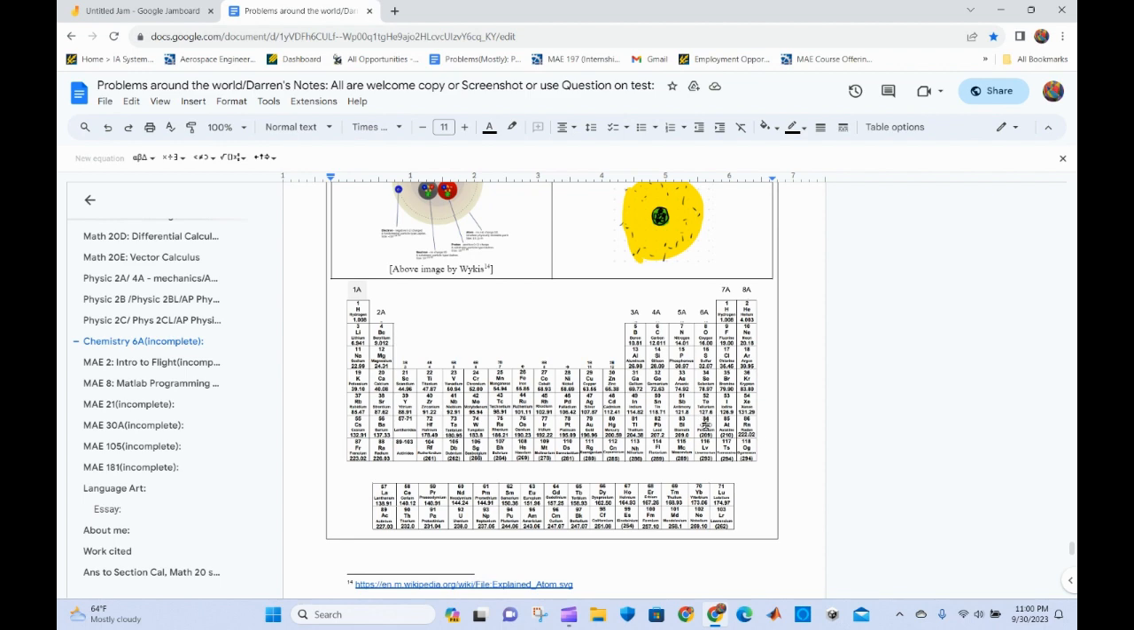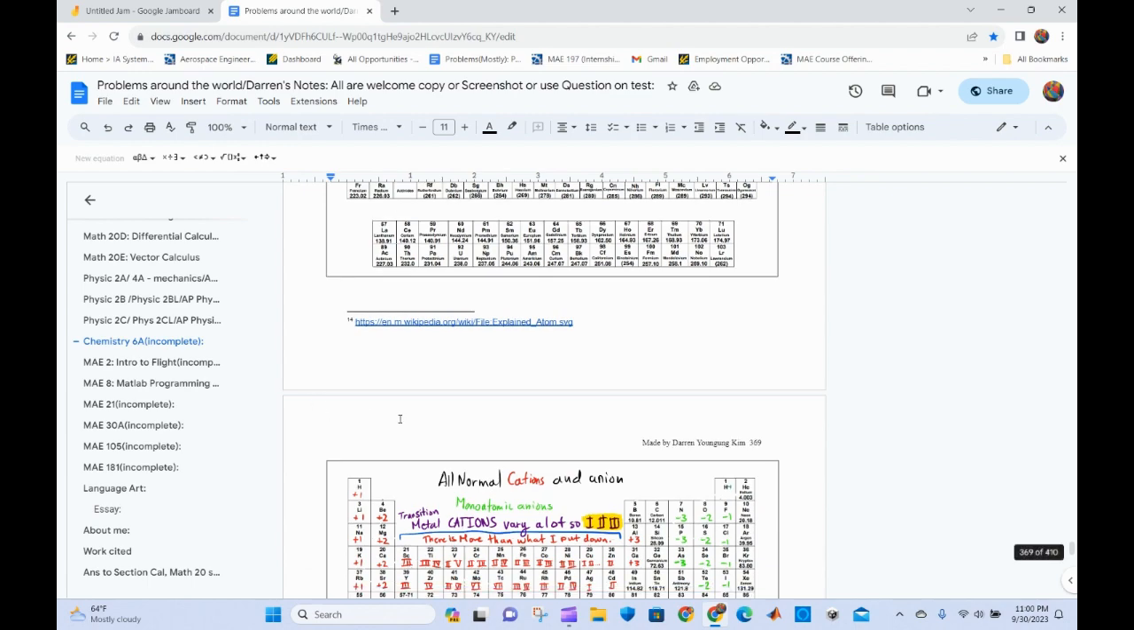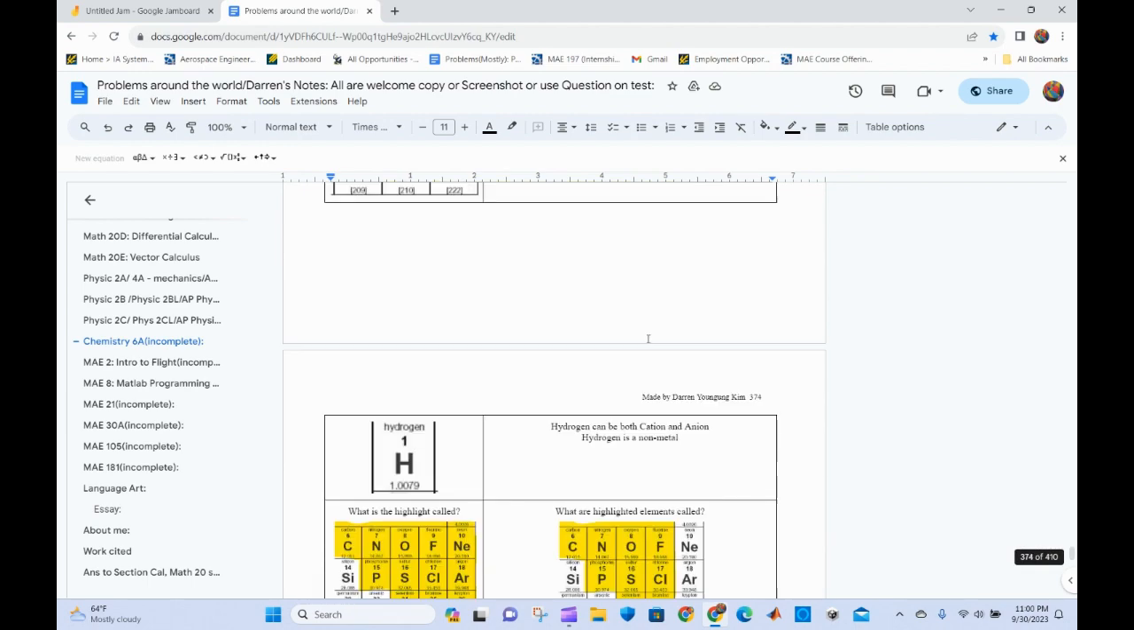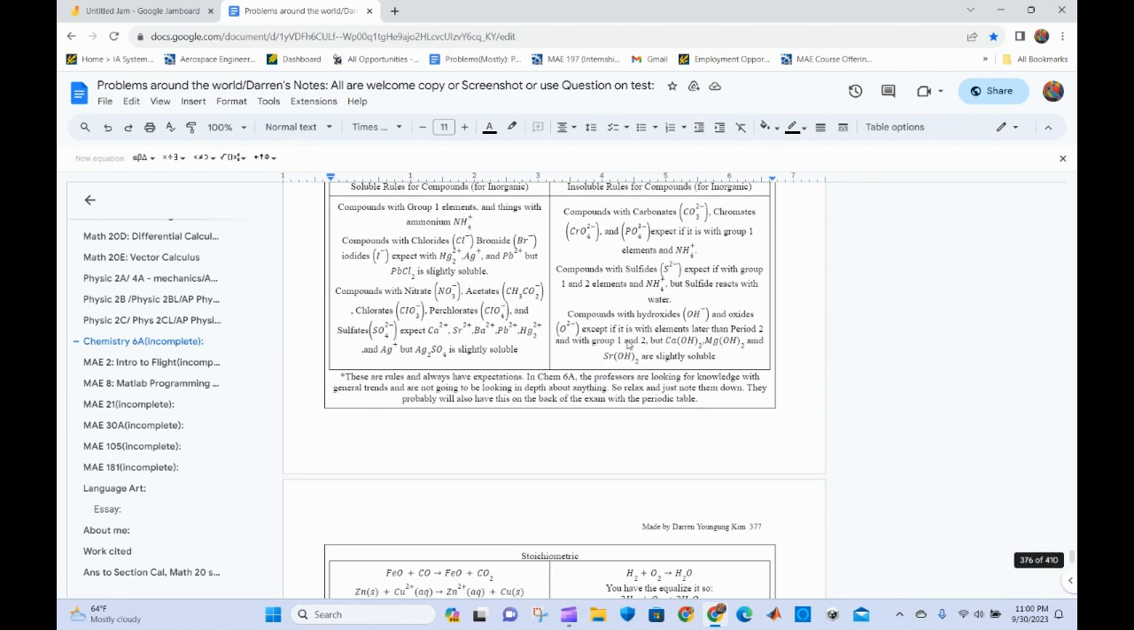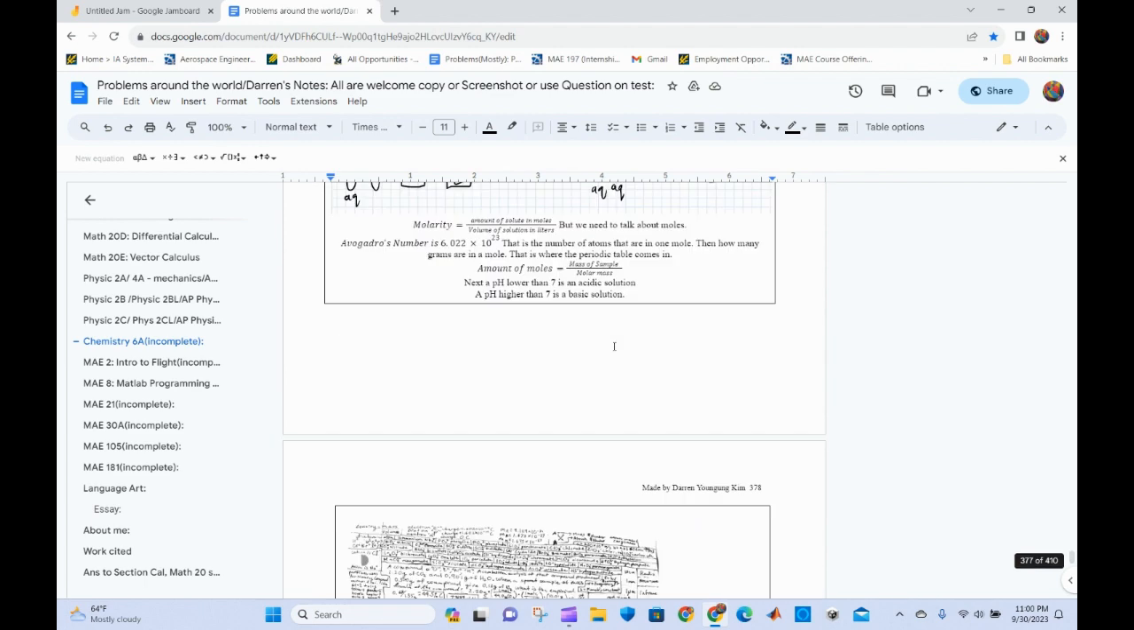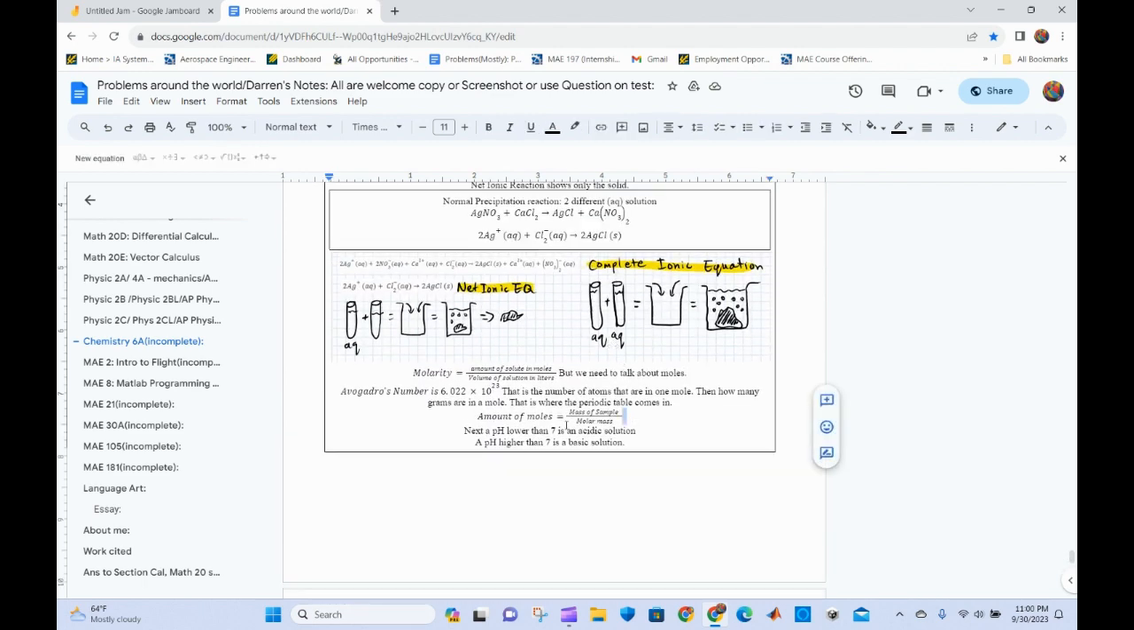And then if you want to get the amount of atoms, you multiply that by Avogadro's number, which is 6.022 times 10 to the 23rd. So, the mass of the sample.